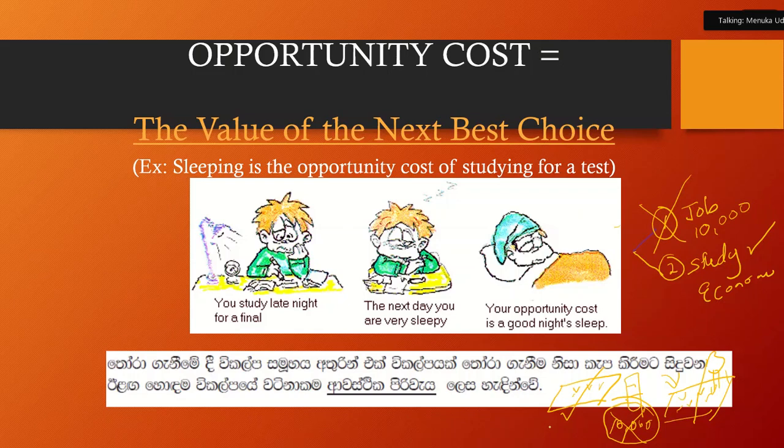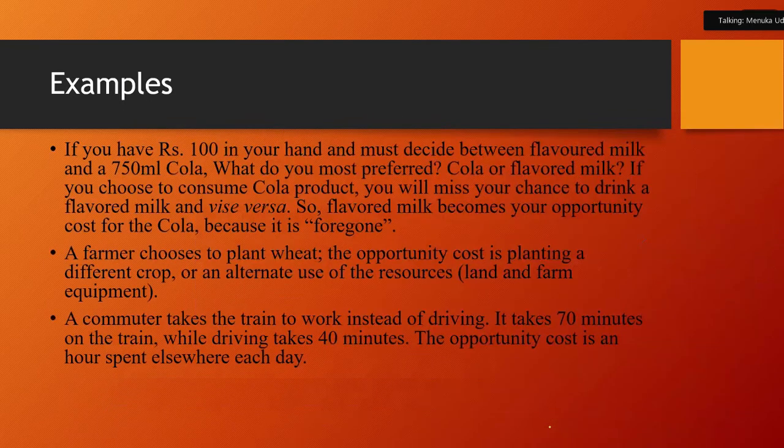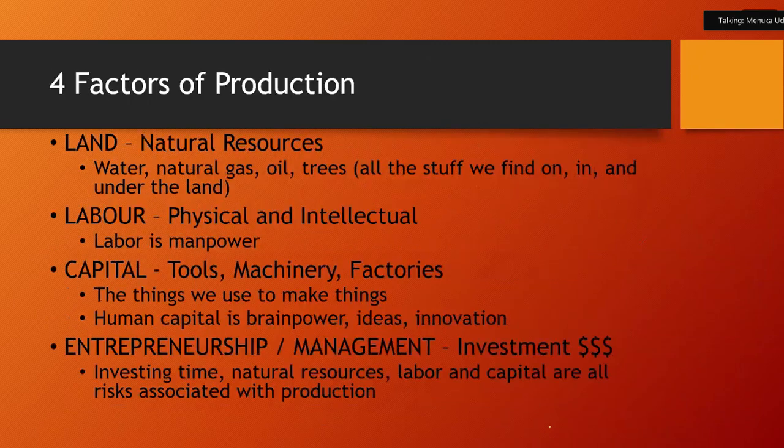So there we have to consider opportunity cost. But an accountant will not consider an opportunity cost. In economics, the opportunity cost, the value of the next best choice, will be considered as a cost in your calculations. Okay? So here are a few examples, which are also there in your book. And then we consider the four factors of production. In economics, we categorize all resources into four factors of production.